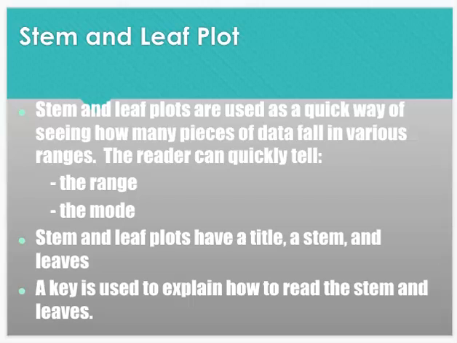Stem and leaf plots are used as a quick way of seeing how many pieces of data fall in various ranges. The reader can quickly tell the range, which is the max minus the min. It's the first measure of spread, how spread out your data is, and the mode being the most common occurring data point in the set. Stem and leaf plots have a title, stem and leaves, and a key.